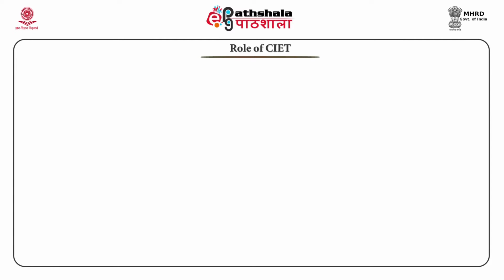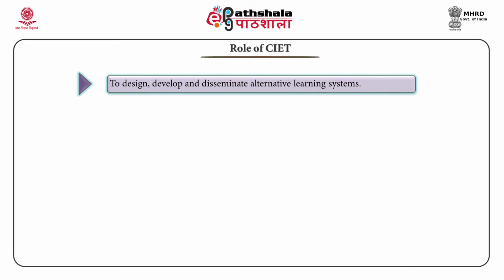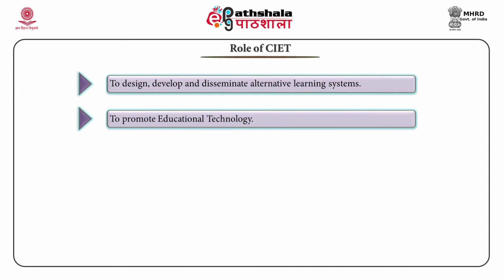CIET plays a very important role in designing, developing and disseminating alternative learning systems. It plays a significant role in developing interactive multimedia as learning materials in mathematics and geography for standard 11 to 12. To promote educational technology, CIET encourages using educational technology for providing better quality of education. It promotes mass media individually or in combination and develops multimedia packages to extend educational opportunities. It helps in improving the quality of education at school level.